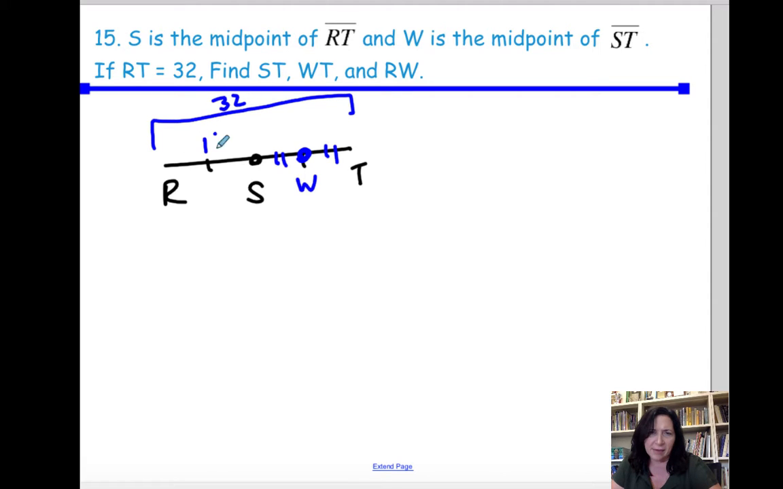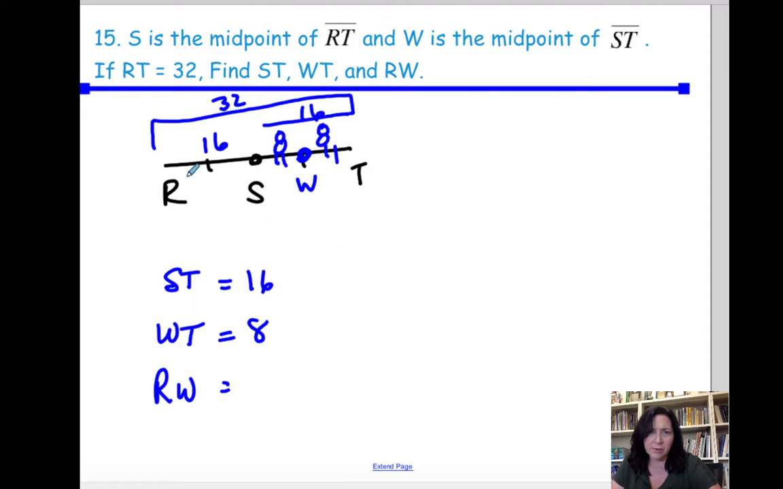Well, that made that 16 and this 16, which also made that 8 and that 8. Find ST. So we know that the measure of ST is 16. WT is just equal to 8. And now we need RW. Where's RW? RW is this. That's 16 plus 8, so 24.